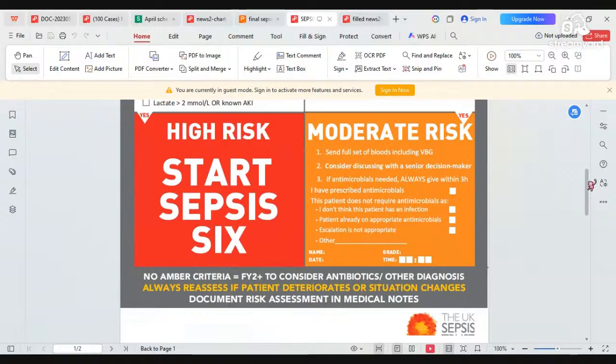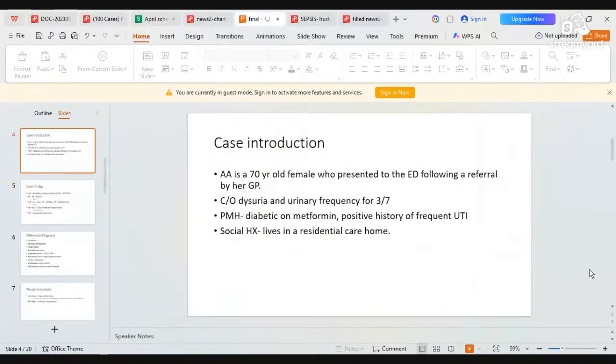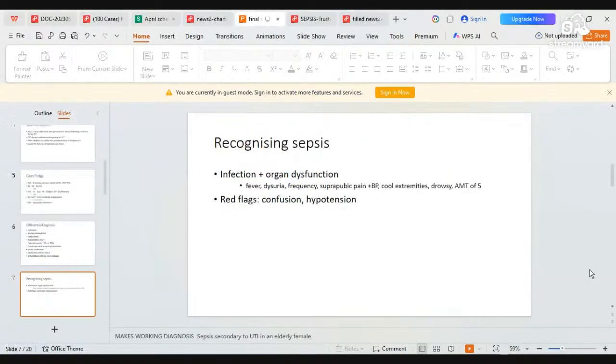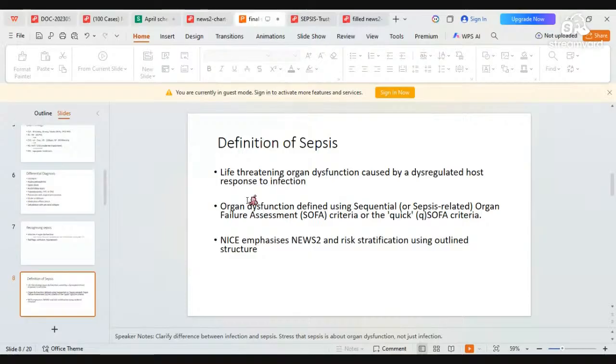So we have another question. Can you talk more on the use of SOFA? All right, so for SOFA, hold on, I'll just refer to the slide. So basically, sepsis is two components: infection and organ dysfunction, right? Now, the organ dysfunction part is defined using the sepsis related organ failure assessment. That's SOFA, or you can use a quick SOFA criteria.